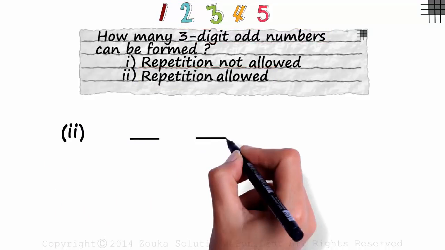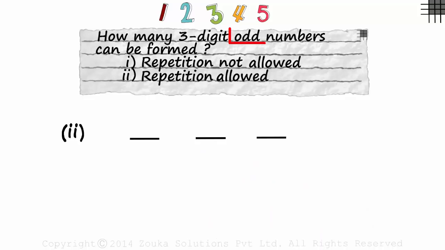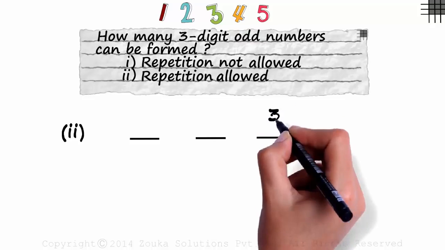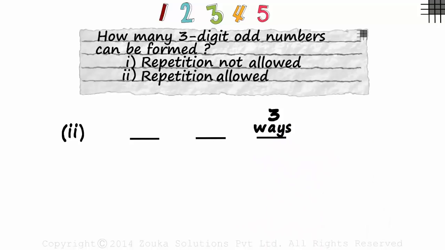We are talking about 3-digit numbers here and they have to be odd. Let's start with the condition. In how many ways can we fill the units digit? As the number has to be odd, we can fill the units digit with either a 1 or a 3 or a 5. 3 ways in which the units digit can be filled. We are done with the condition.